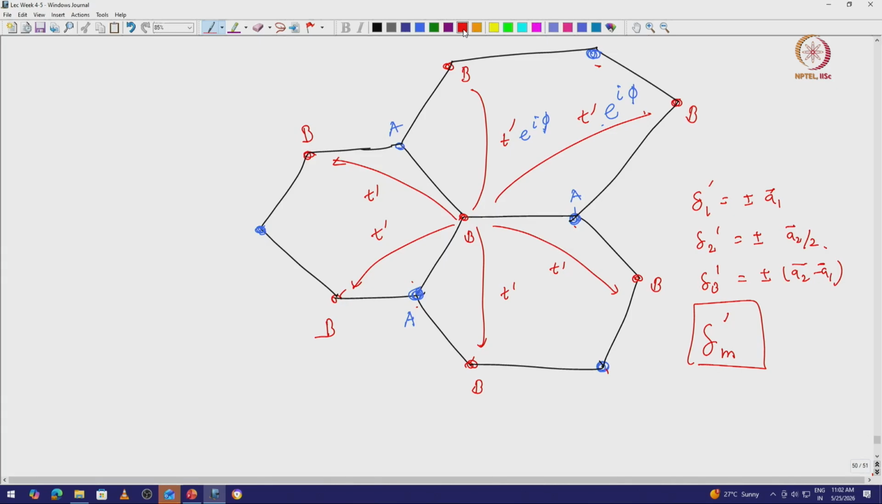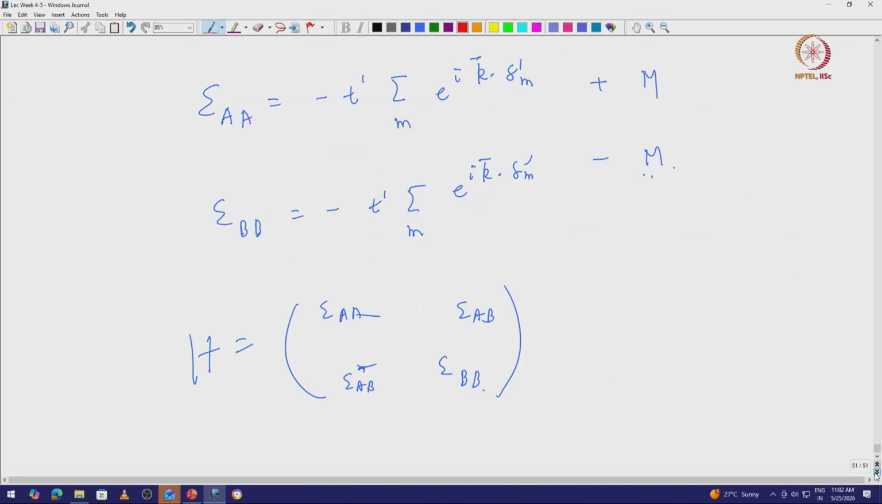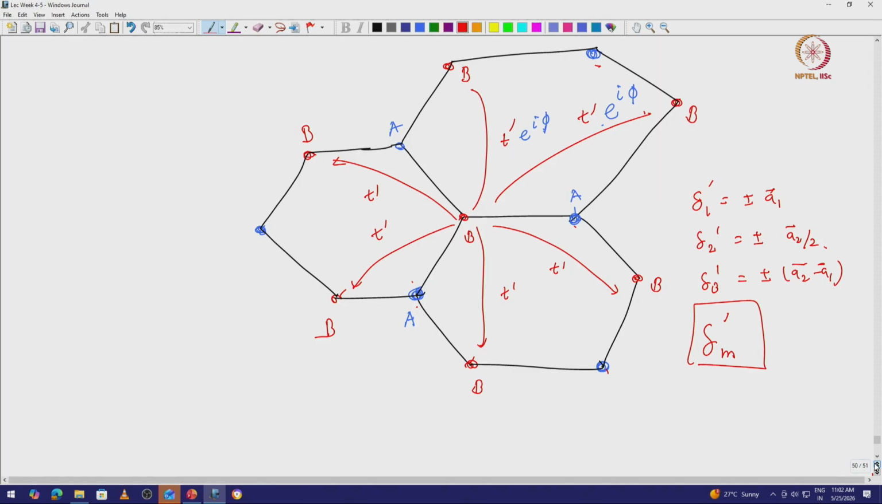And now you also need, if you put the same potential, you will get some term, but that will again vanish from both sides. So you have to put it to be different. And the Haldane proposal was hopping A to A, it is again the T prime, but put opposite chiral phase.